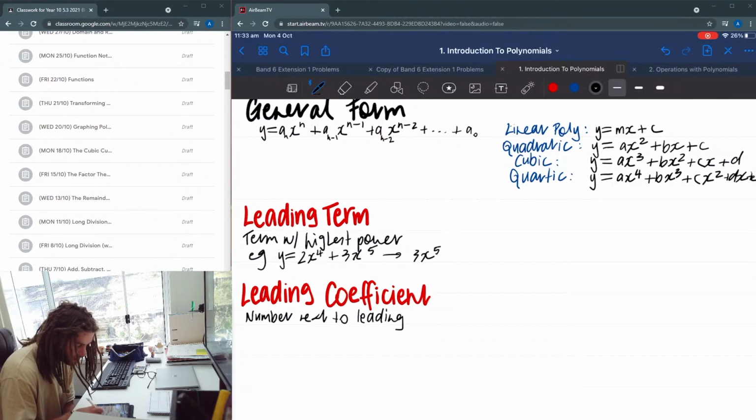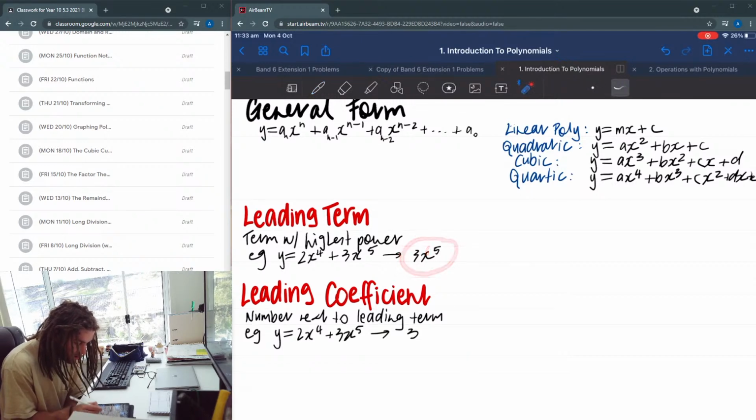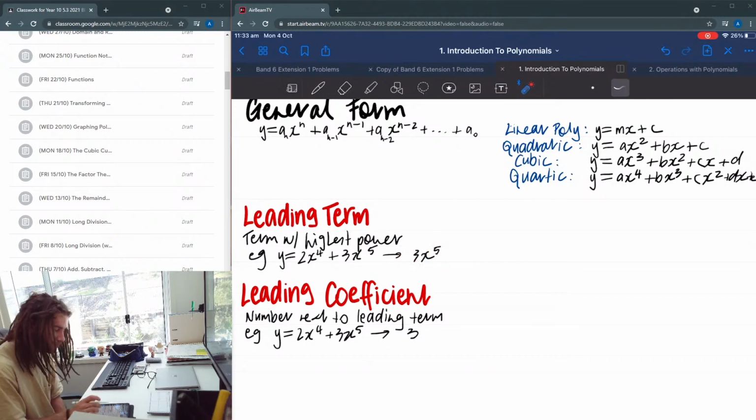The leading term, yeah, we'll just go with term. So for example, we'll use the same example: y equals 2x to the power of 4 plus 3x to the power of 5. The leading coefficient is 3. So my leading term is this, my leading coefficient is this.